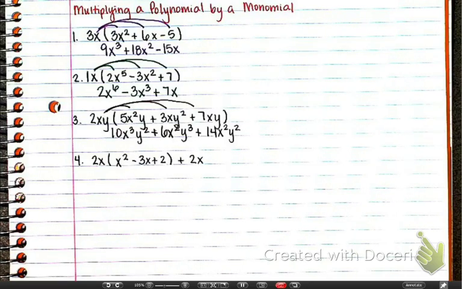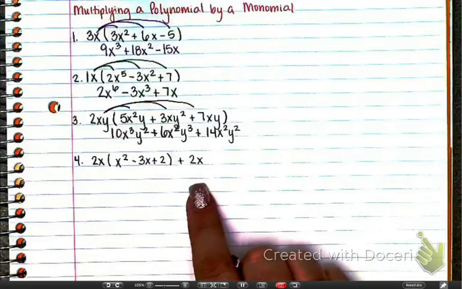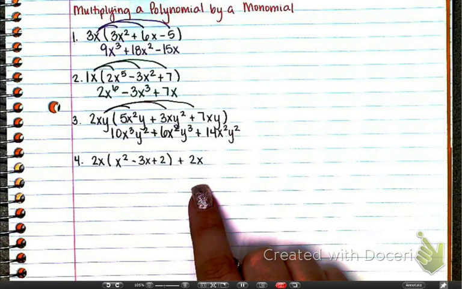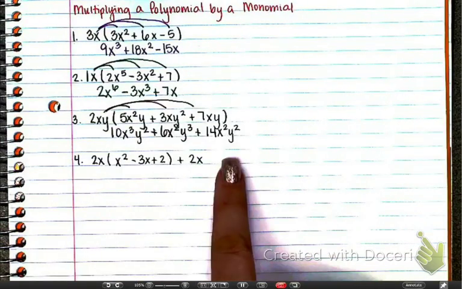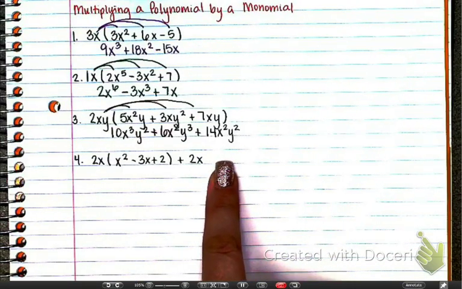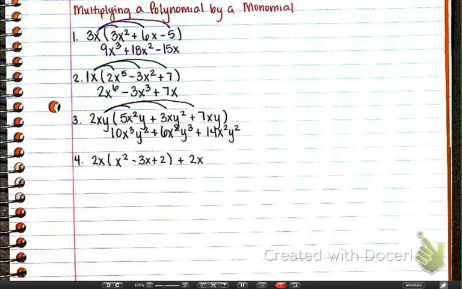Okay, so what's the difference between this problem and the last couple? So there's an extra plus 2 at the end, right? So what do you think we're going to do first? Distribute this 2x and then what? Combine like terms. Okay, so we'll distribute first and then combine like terms. So we're kind of introducing a little bit of what we did yesterday.